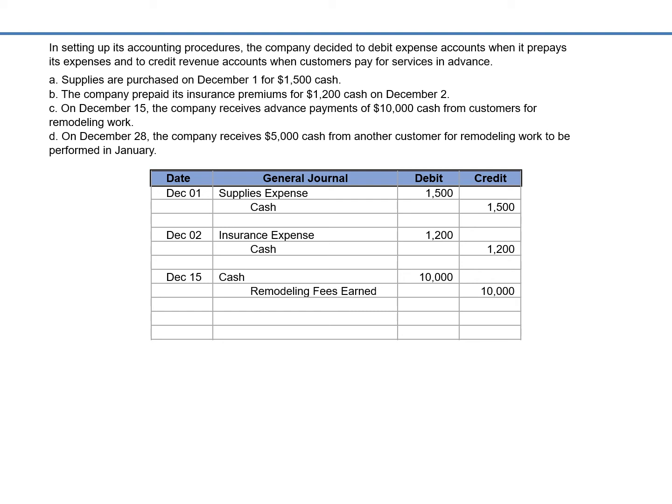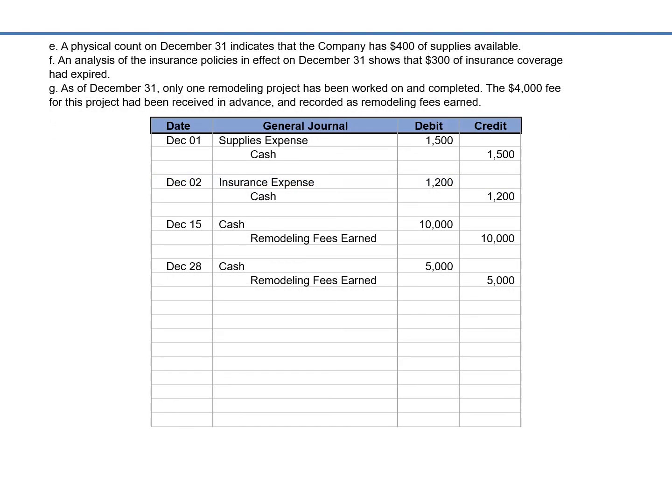Then in letter D, on December 28th, the company receives $5,000 cash from another customer for remodeling work to be performed in January. So again, we're going to increase cash and we're going to increase remodeling fees earned. All right, so a physical count of inventory on December 31st indicates that the company has $400 of supplies available. So we need to put $400 of supplies on our balance sheet. We're going to reduce our supplies expense by $400 with a credit because they only used up $1,100 of the $1,500 they purchased.